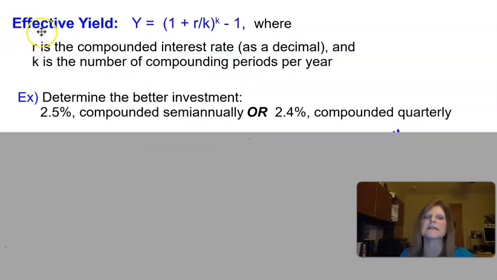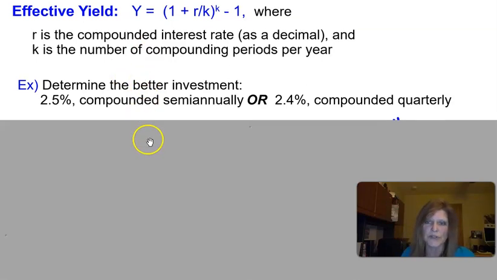Okay, so here is the effective yield formula. Y, that's what our book calls it, is equal to (1 plus R over K) raised to the K, minus 1. R is our annual interest rate as usual, and K is the number of compounding periods, also as we've used before. So let's do a couple problems and see if we can use that formula.